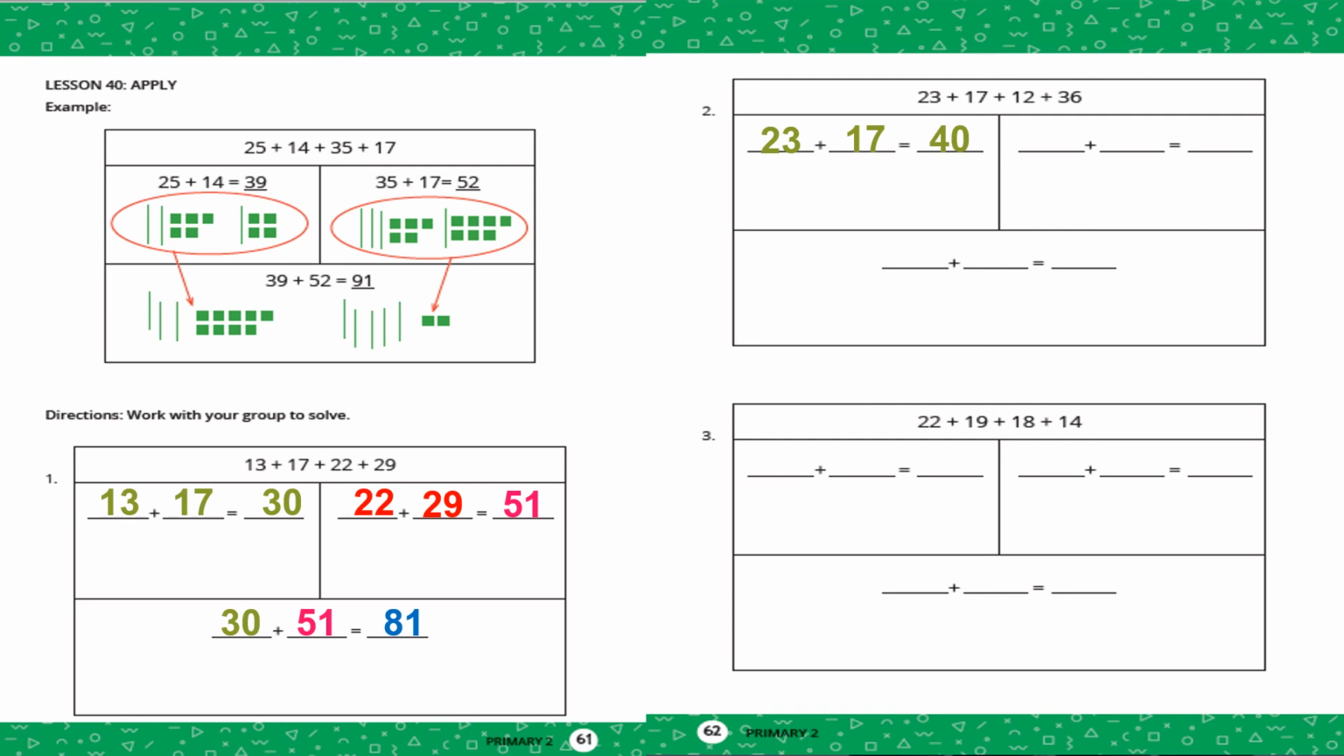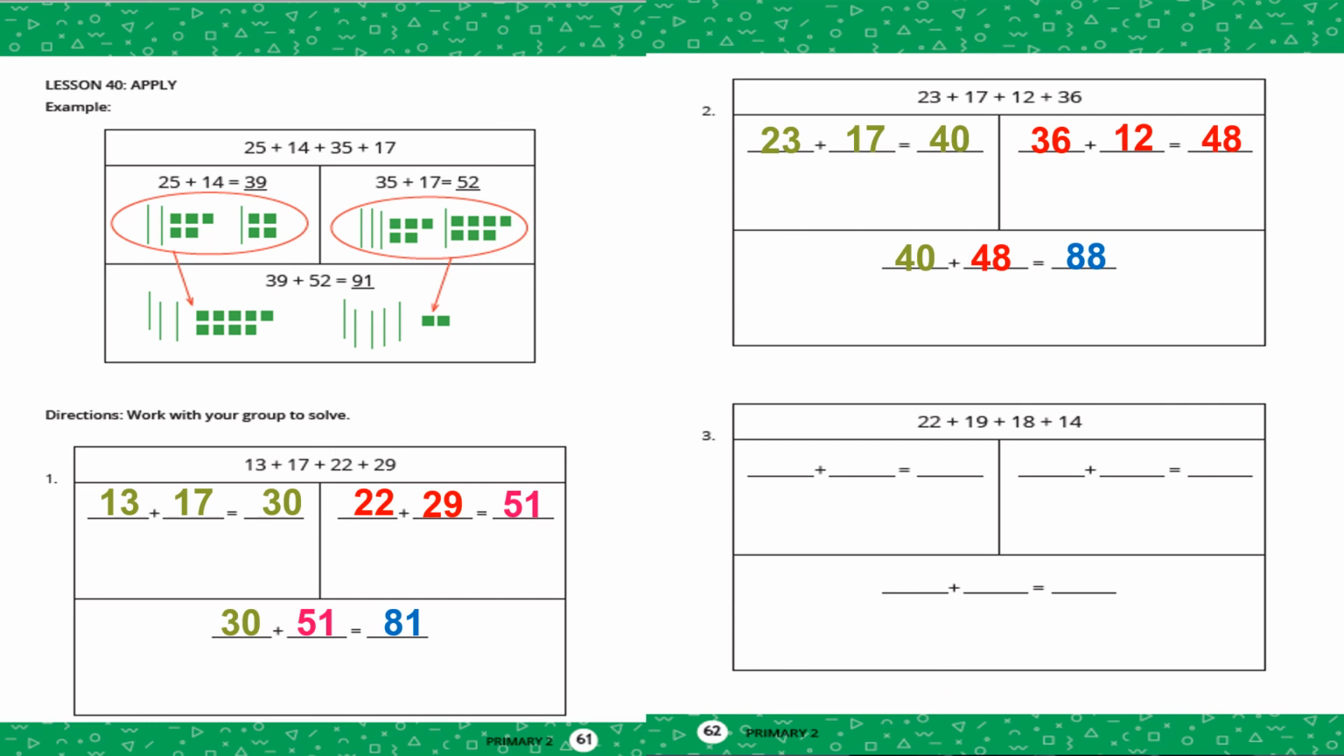Then we will put 12 plus 36. 6 plus 2, after 6, 7, 8. 3 plus 1 equals 4. 48. Finally, we will put 40 plus 48. 0 plus 8 equals 8. 4 plus 4 equals 8. 88.